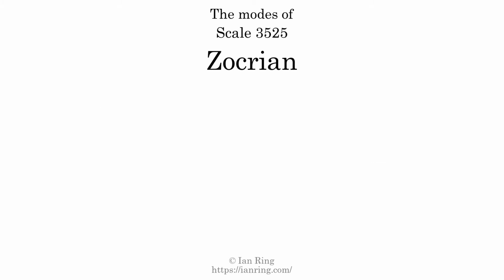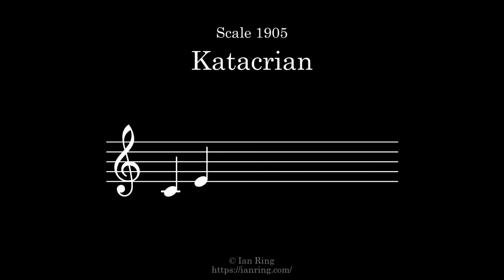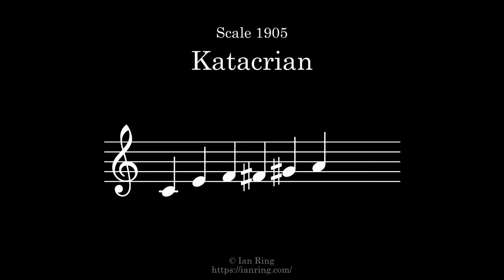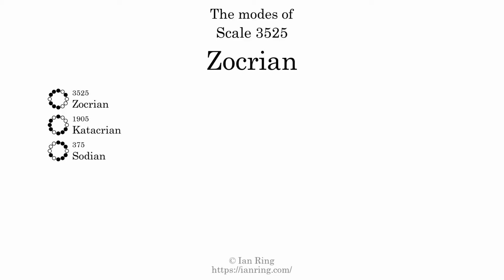This scale has 7 modes. The first mode is itself. The second mode is scale 1905, also known as Coherence. It sounds like this. The third mode is scale 375, also known as Zocrian. It sounds like this.